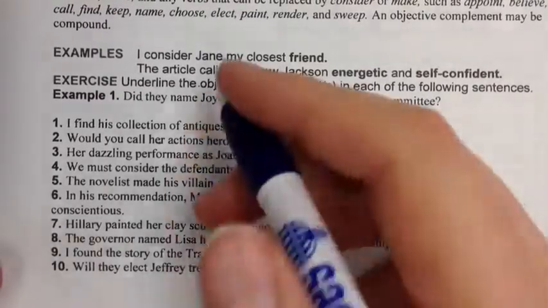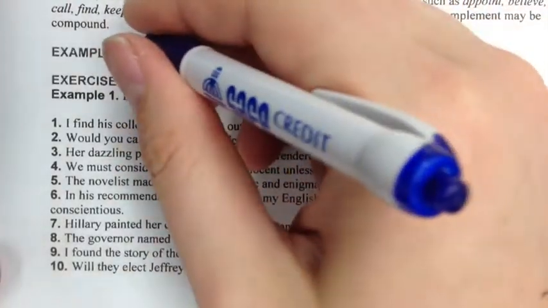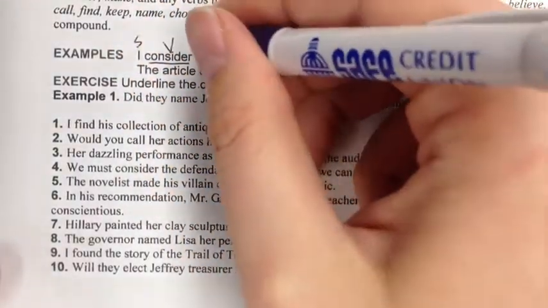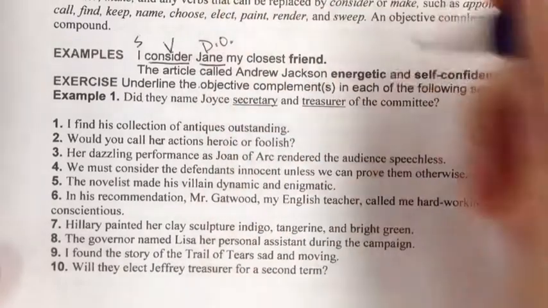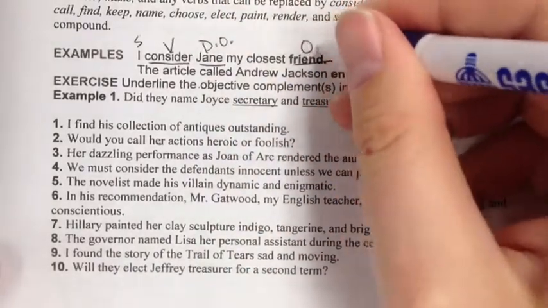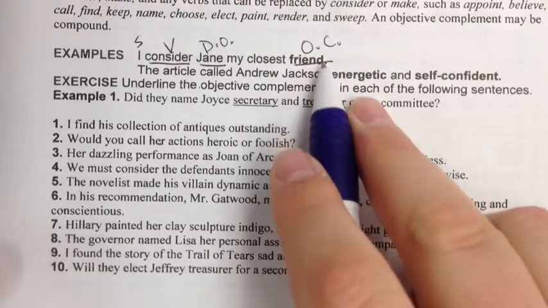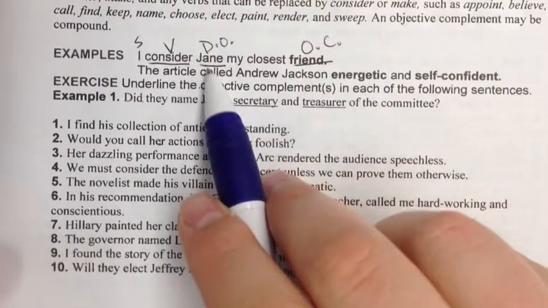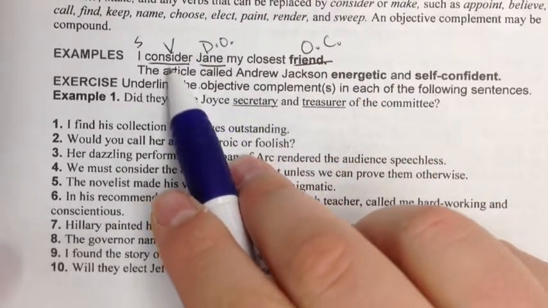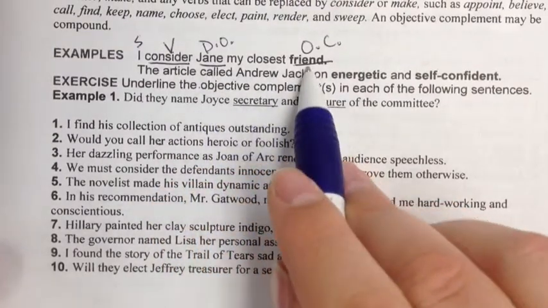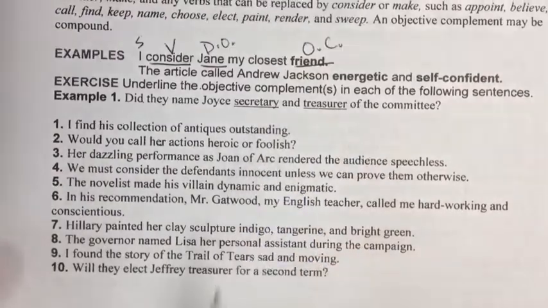So here's the example up here. I, subject, consider, verb, Jane, direct object, and then the word friend here is the objective complement. It comes after the direct object, and it's used to describe the direct object by explaining how the verb was done to it. How do I consider Jane? And the answer is a friend. It tells us how I consider it.